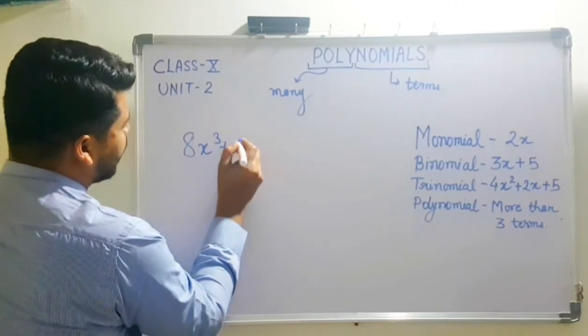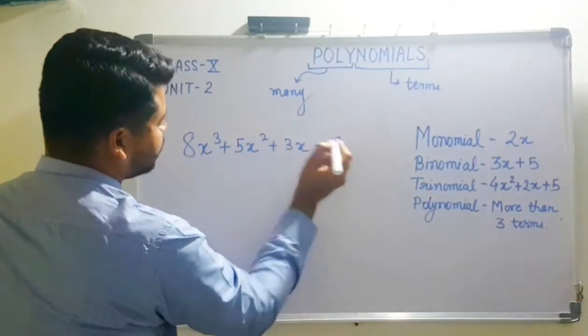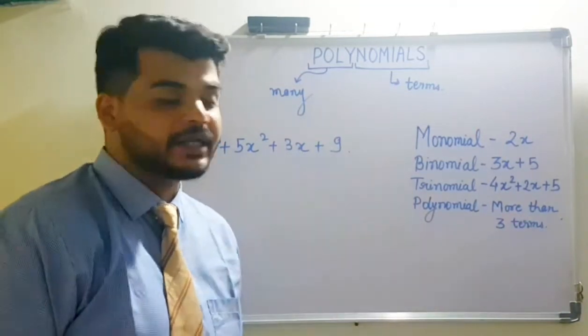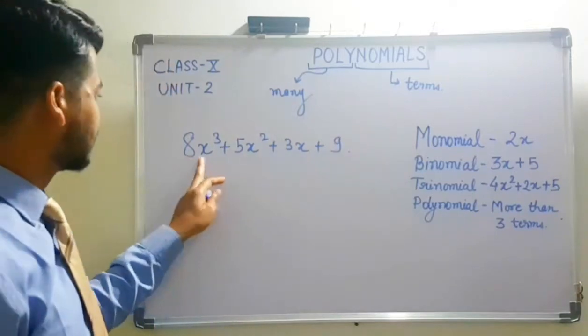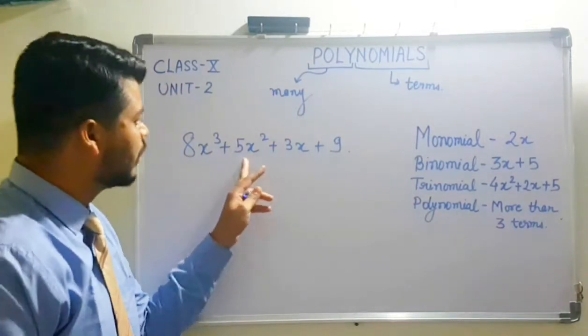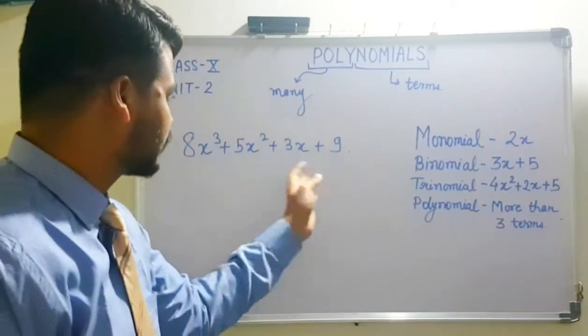So let us write a polynomial: 8x cube plus 5x square plus 3x plus 9. This is a polynomial. It is making a chain of terms. These are called terms. 8x cube is one term, 5x square is the second term, and so on.